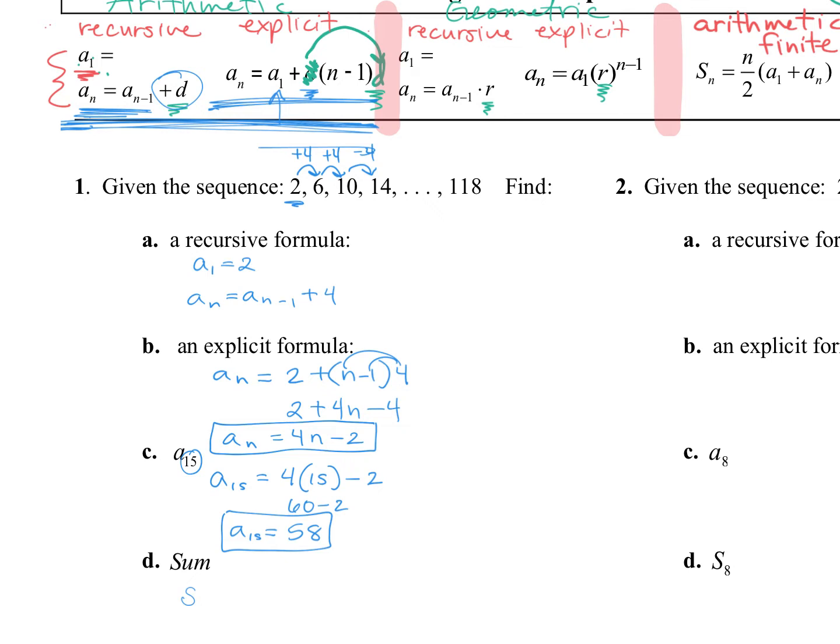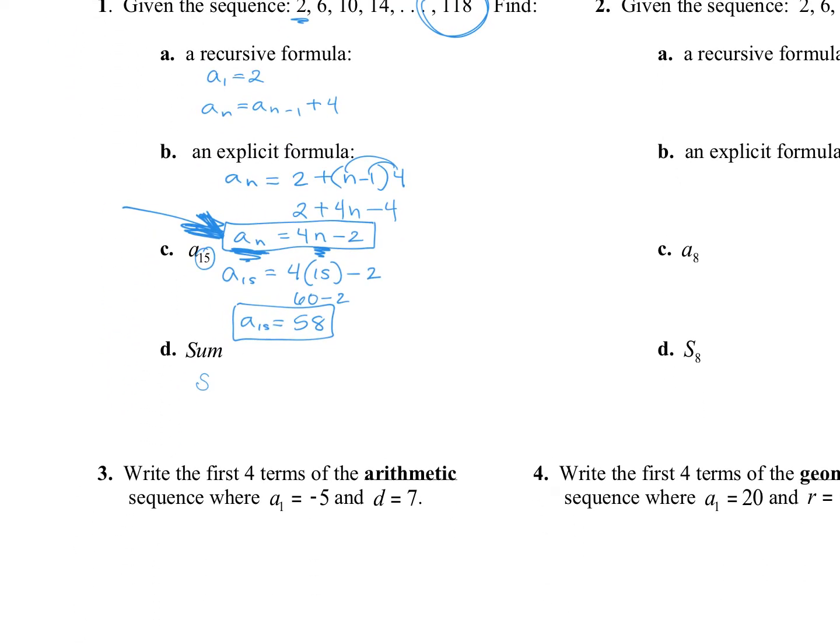Do you have the explicit formula? You do, right? That's this right here. Do you know either one of these things, a sub n or n? What is a sub n? 118. It's always your last term, right? So we know our last term. It's 118. So if I just plug that in, 118 equals 4n minus 2, then I find my number of terms. So I'm going to add 2. So 120 equals 4n, divide by 4. So n is 30.